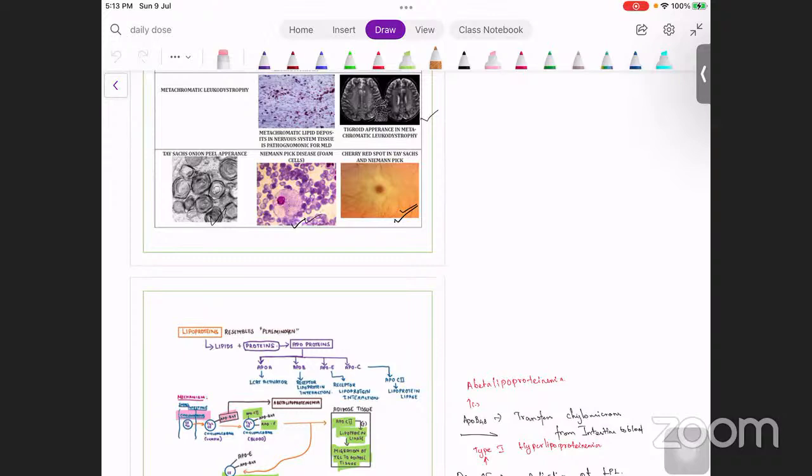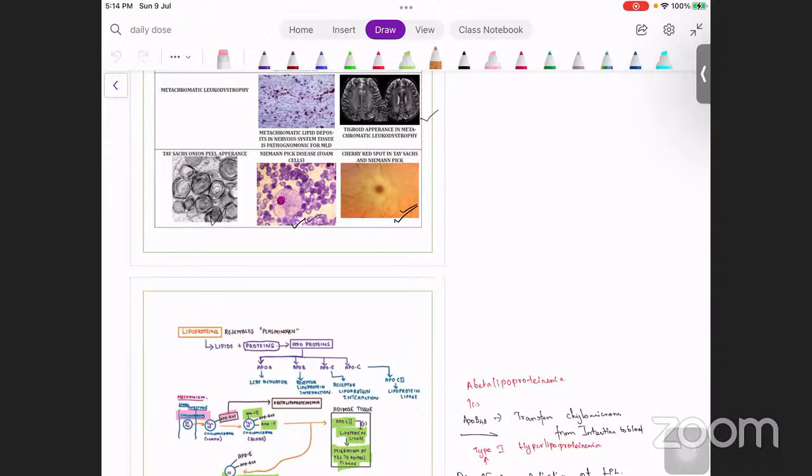Among that, Erlenmeyer flask deformity is seen in Gaucher's, wrinkled paper appearance is seen in Gaucher's, cherry red spot on macula is seen in Niemann-Pick's, mainly Niemann-Pick's. Tigroid appearance is seen in metachromatic leukodystrophy. Function of apoprotein B48 is to transfer the chylomicron from the small intestine. Deficiency could result in abetalipoproteinemia.